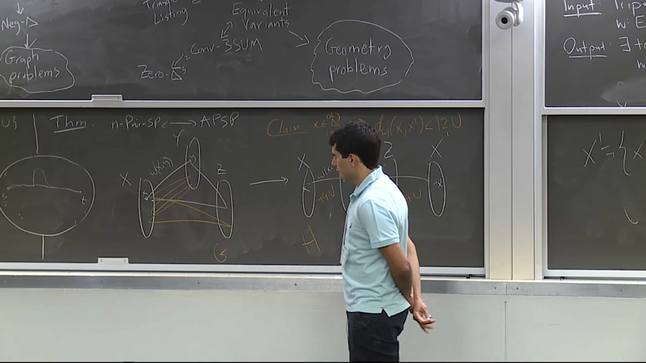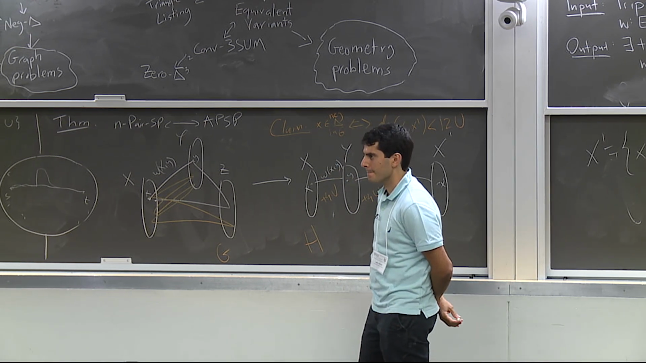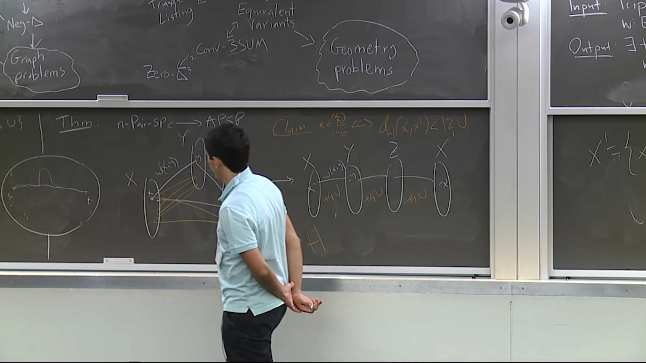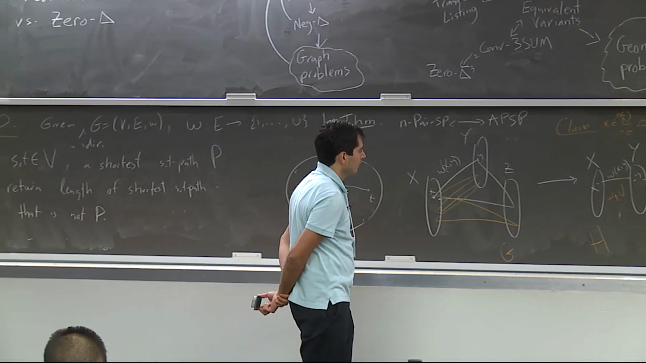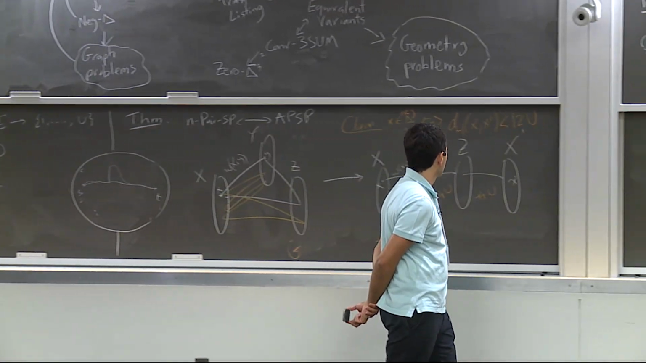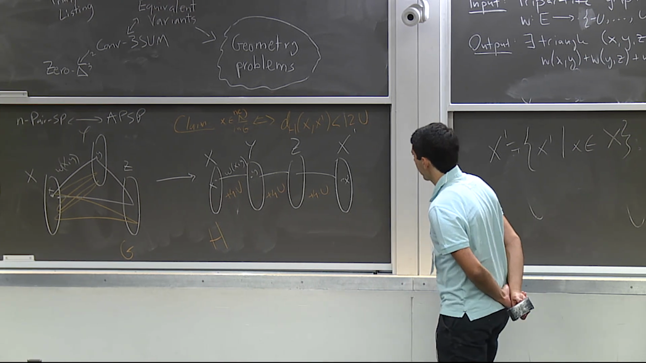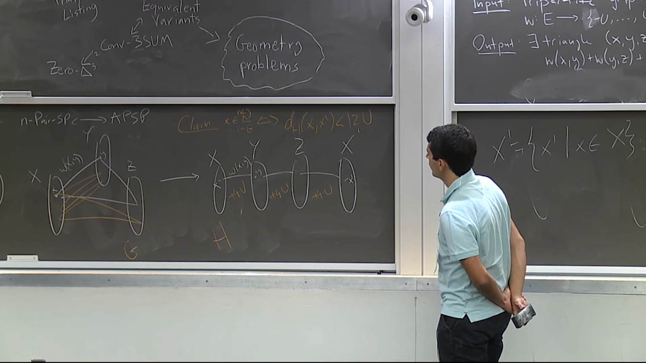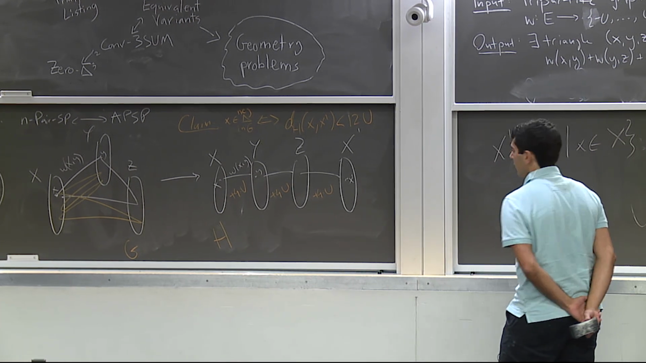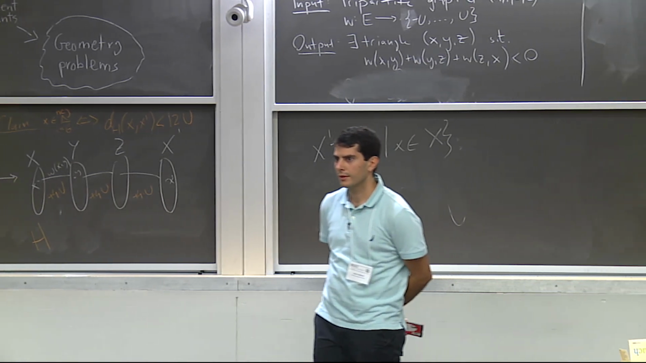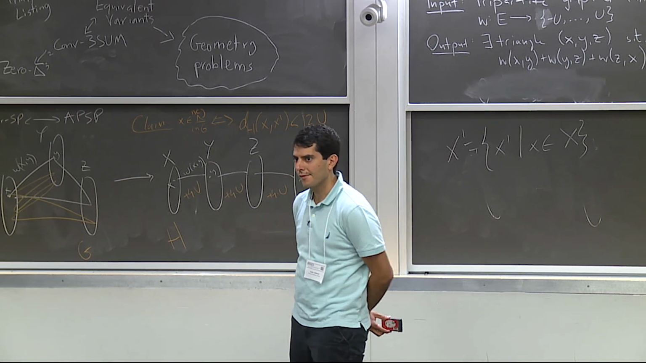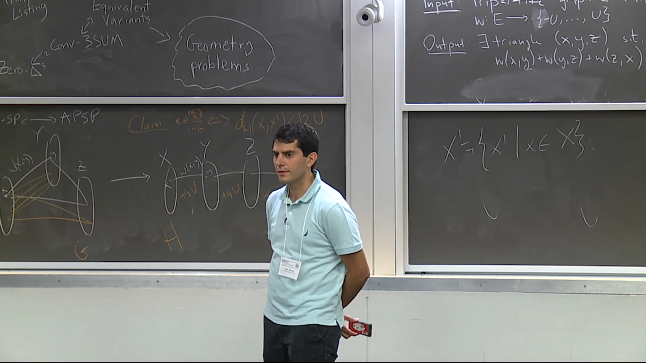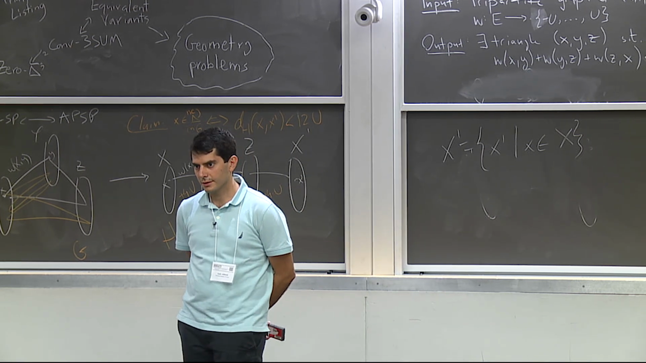So how do we get the reduction? If you want to reduce from this to APSP, you could, for all the edges in this path, add a really large number. A really large negative number, sorry. Subtract.